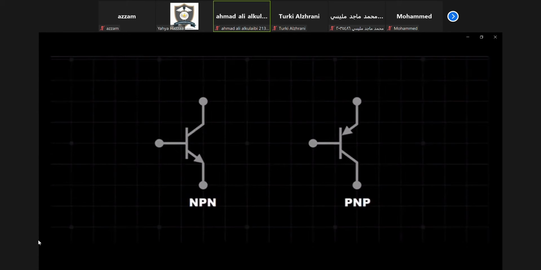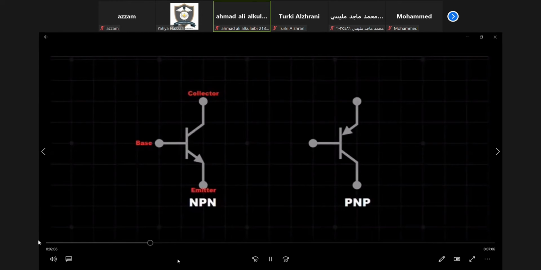On the NPN, the terminals are as follows: base, collector, and emitter. A small current on the base allows a larger current to flow from the collector to the emitter. On the PNP transistor, the collector and emitter terminals are on the opposite side. A 0 voltage signal is required to turn the base of the transistor on and allow current to flow.